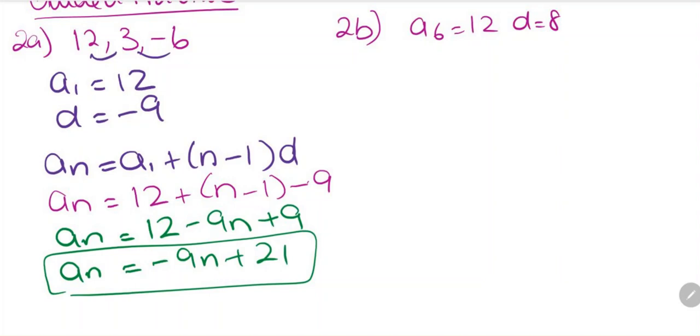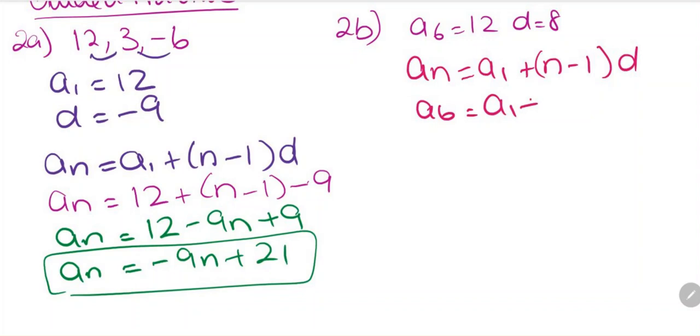Okay, so for 2b, we're given the sixth term. So the first thing we need to do is find the first term. So we're going to use the formula. So a_n is a1 plus n minus 1 times d. And we're going to substitute in what we know. So we know that it's a_6. So a_6 is a1 and so n is 6, so 6 minus 1, and the common difference is 8.